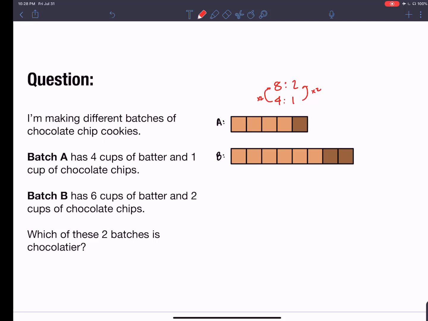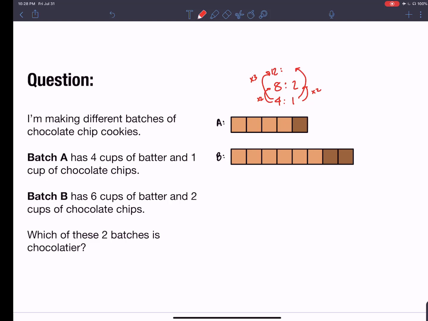But that number can be anything. I can multiply by 3. 4 times 3 is 12. And so here this would be 3. So I can have 12 cups of batter and 3 cups of chocolate chip. And the chocolatiness is the same. And better yet, this multiplier doesn't have to be a big number. It can be a smaller number.